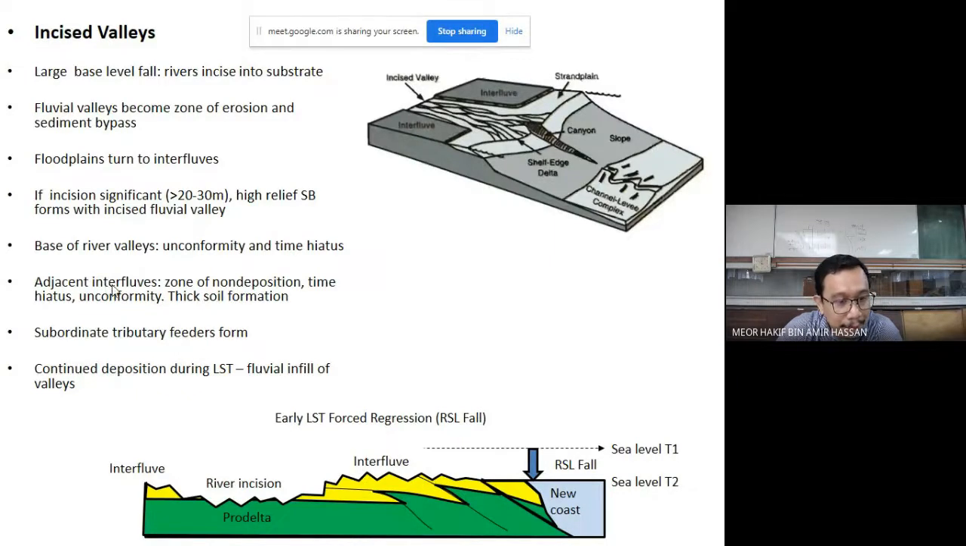Okay, so adjacent to the interfluves, you get zones of non-deposition, an age gap, of course, because no deposition is there, and thick soil formation. At the base of rivers, you get an unconformity and a time hiatus, a very big gap, because a lot of sediment is missing now. The top part of the deltas here has already been destroyed. Okay? Other things you get associated with the incised valleys are subordinate tributary feeders. I'll show you pictures of tributary feeders after this. Okay. And then it's going to be overlain by deposits of the lowstand later on.